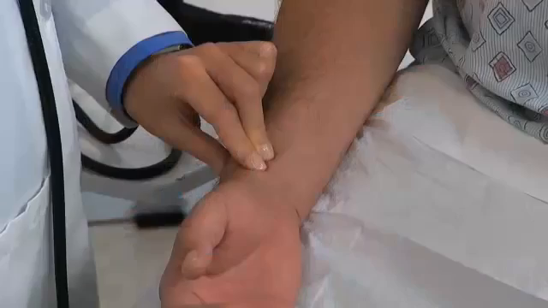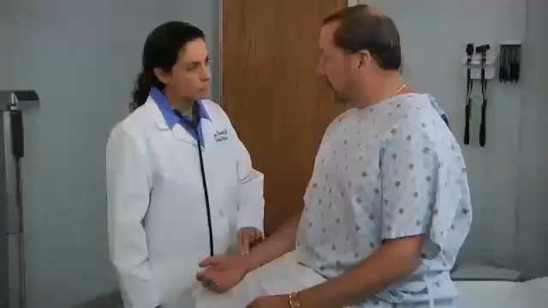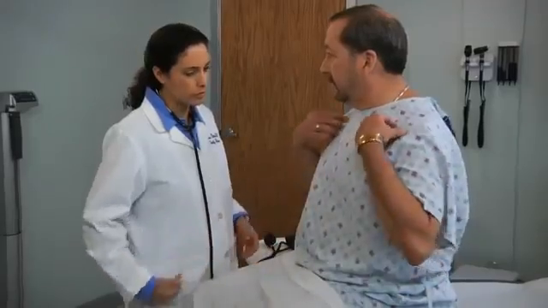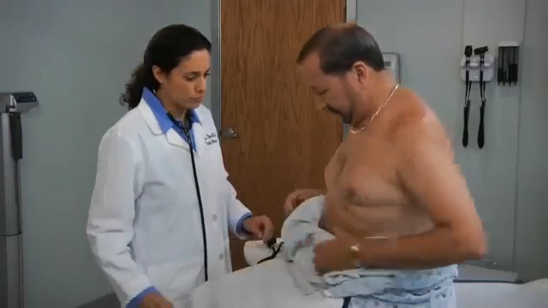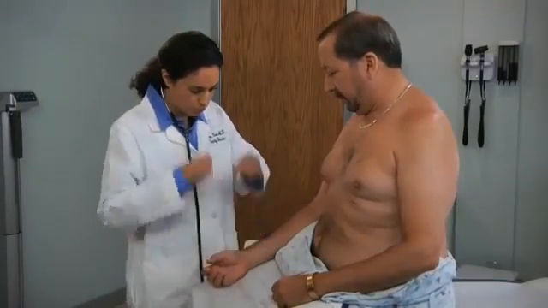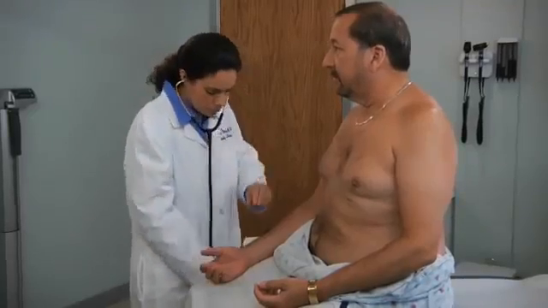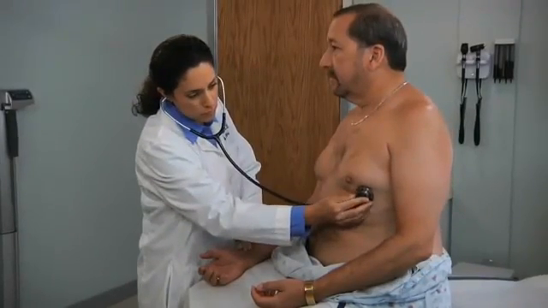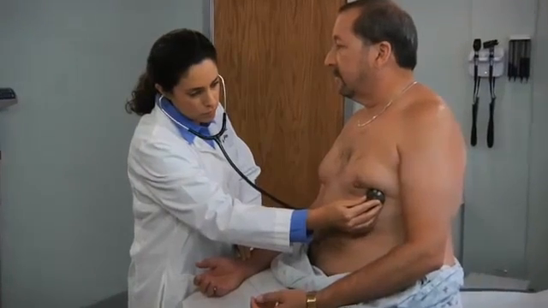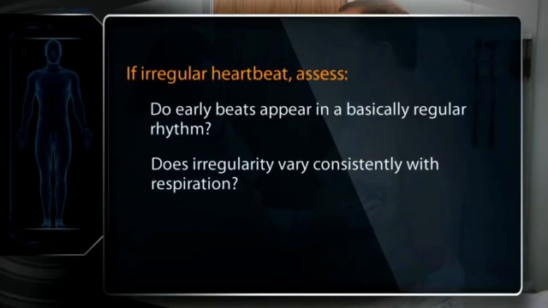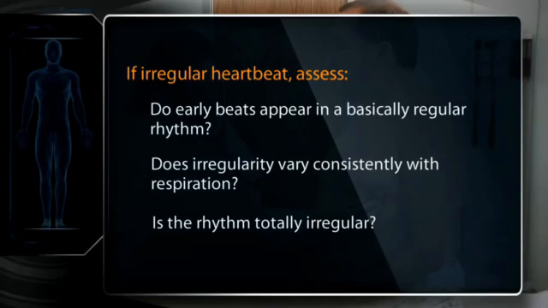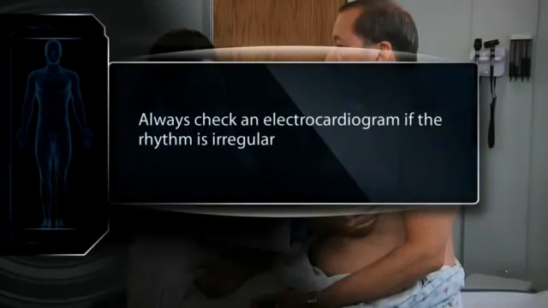To begin your assessment of rhythm, feel the radial pulse. If there are any irregularities, check the rhythm again by listening with your stethoscope at the cardiac apex. Premature beats may not be detected peripherally, and the heart rate can be seriously underestimated. Is the rhythm regular or irregular? If irregular, try to identify a pattern by asking, do early beats appear in a basically regular rhythm? Does the irregularity vary consistently with respiration? And is the rhythm totally irregular? Always check an electrocardiogram if the rhythm is irregular to identify which type of rhythm is present.